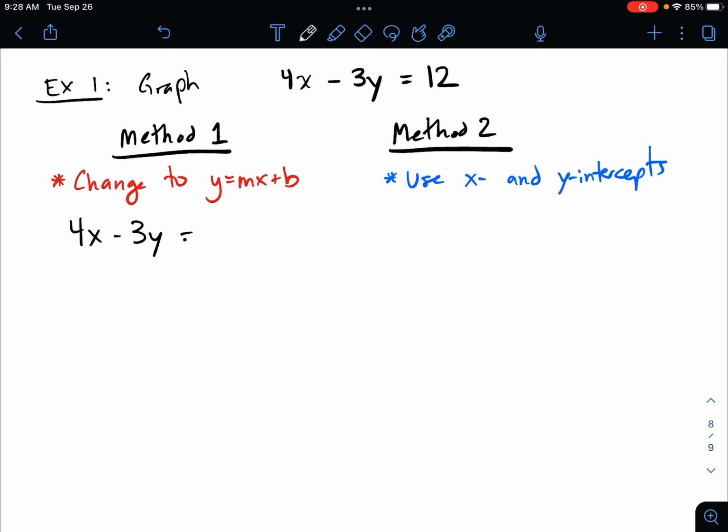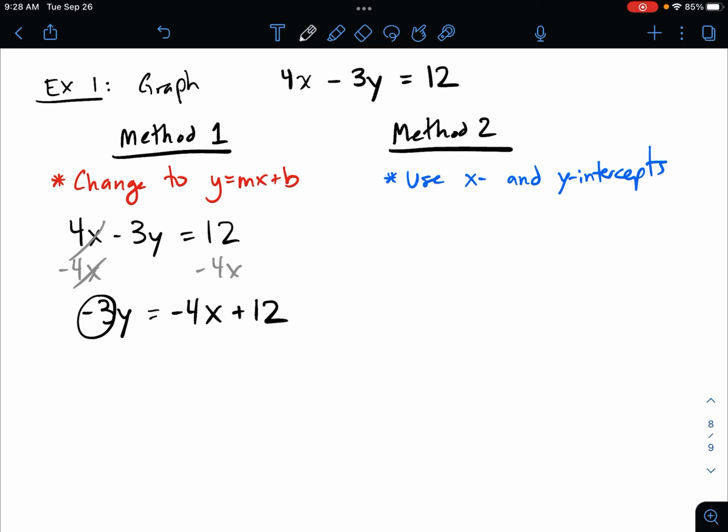So method 1, we're going to change this to slope-intercept form. So I'm going to rewrite my equation, 4x minus 3y equals 12. And I'm going to try to isolate the letter y. So I'm going to first move this 4x over to the right side, and I'm going to have to use subtraction for this. So minus 4x on the left and minus 4x on the right. That's going to give me -3y equals -4x plus 12.